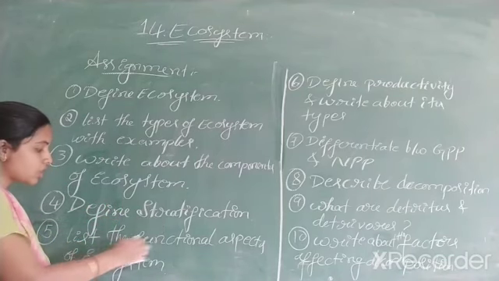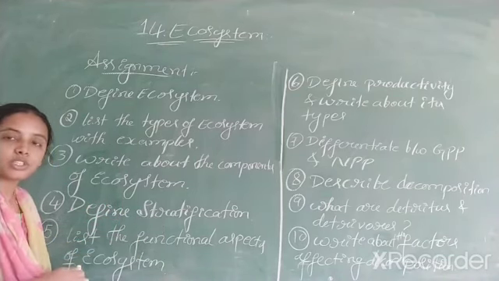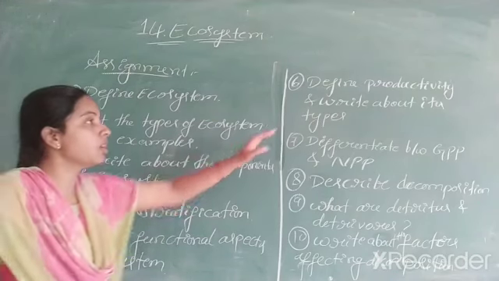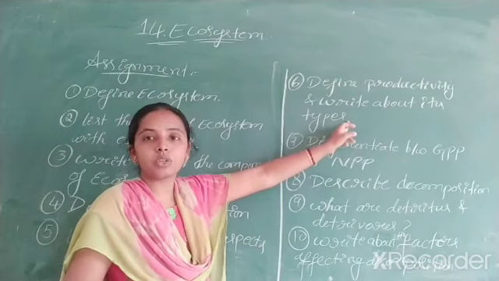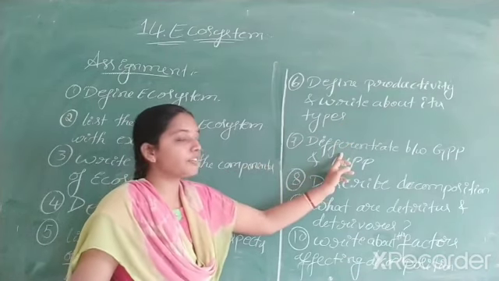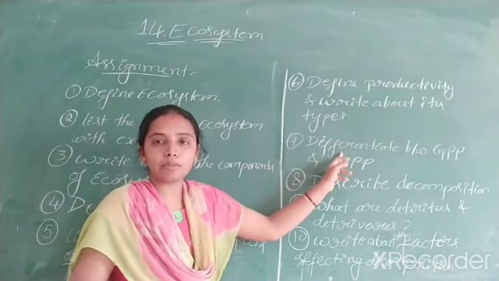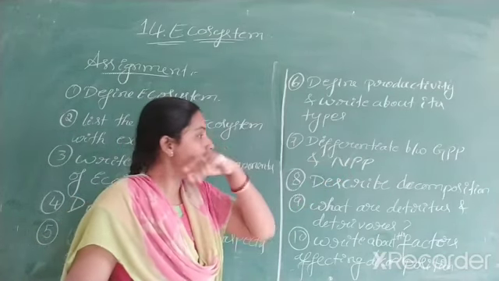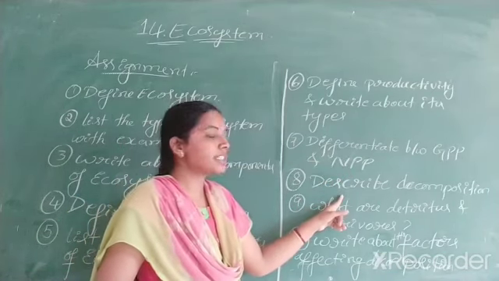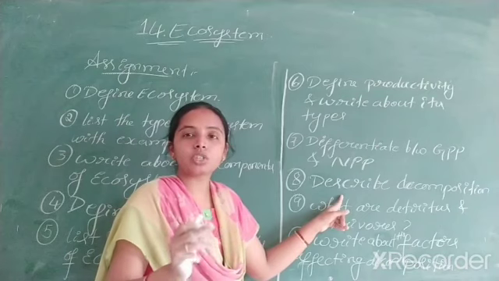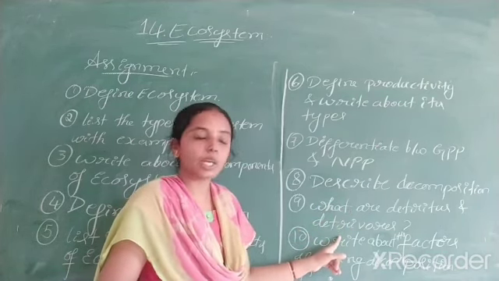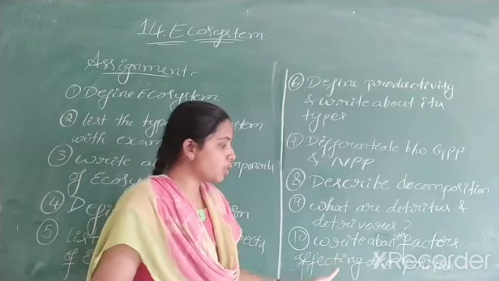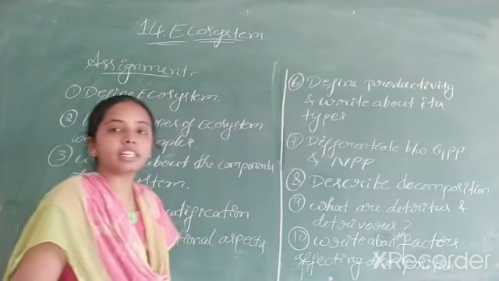List the functional aspects of ecosystem. Define productivity. Write about its types, primary productivity and secondary productivity. Differentiate between GPP and NPP, that is gross primary productivity and net primary productivity. Describe decomposition: definition and steps. What are detritus and detritivores? Write about the factors affecting decomposition.